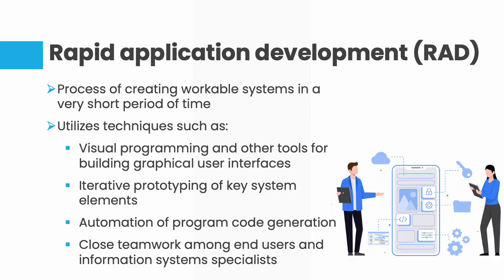Okay, now let's talk about a faster way to build software called rapid application development, or we can say RAD. As the name says, the goal is to be rapid, okay, to create a working system very quickly. So instead of spending months or years like in the traditional waterfall method, RAD tries to build a usable system in much shorter time. So how is it possible?